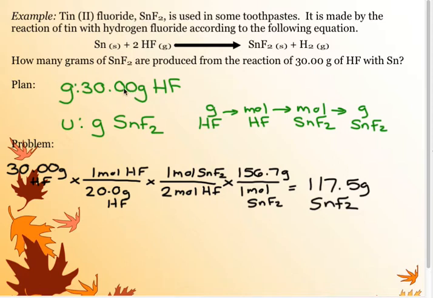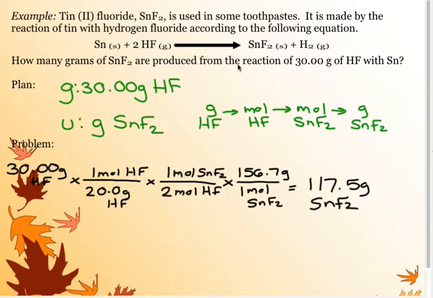So again, our given is our 30 grams of hydrogen fluoride, and the unknown is the grams of tin 2 fluoride. So it's going to be a 3 conversion problem because we're starting in grams, so we have to get to moles. Then we have to do our mole ratio to switch moles, and then we have to get out of moles. So you can see here, this is what it looks like as a problem. We have 30 grams of HF. I look up the molar mass on the periodic table, which is 20, and I'm dividing by that because I want to cancel out my grams.